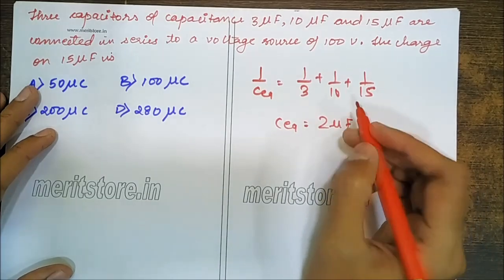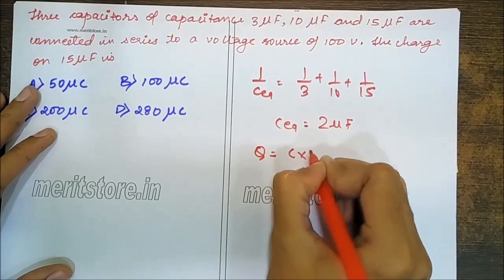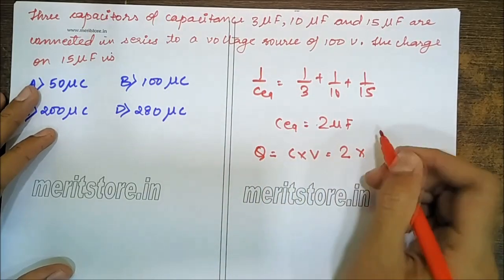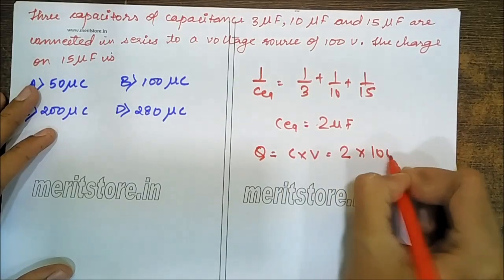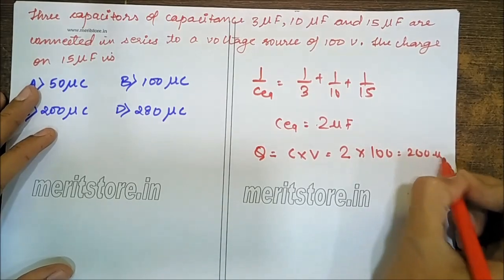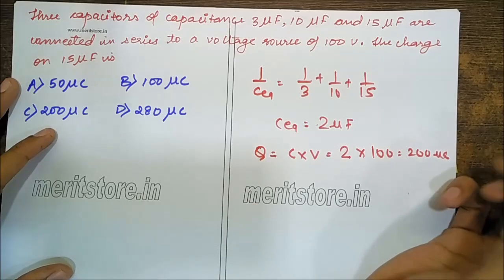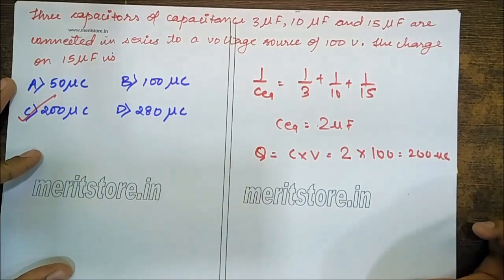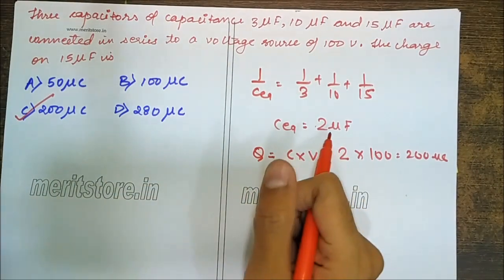Okay, so the charge on each capacitor, that is Q, is given by the value C into V, where C is 2 multiplied by the voltage, which is given as around 100. So that becomes 200 microcoulomb, which is the charge on the 15 microfarad capacitor. That is, your correct option is 200. So the charge is 200 microcoulomb. So that will be option number C.